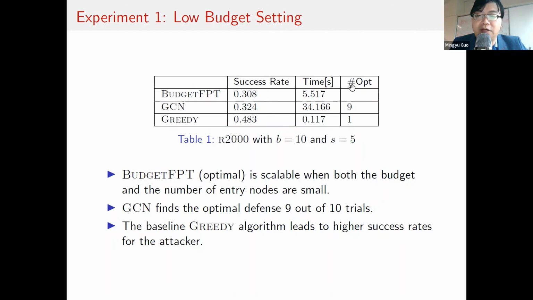So out of 10 trials, GCN is actually optimal 9 times. There's only once that it is not optimal. And then for greedy, there's only 1 out of 10 trials that is optimal.